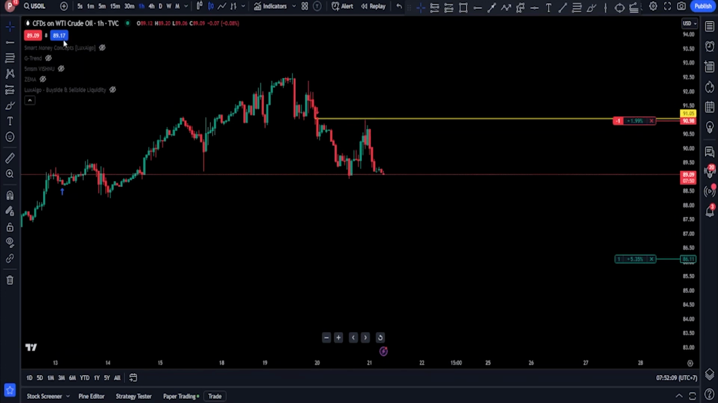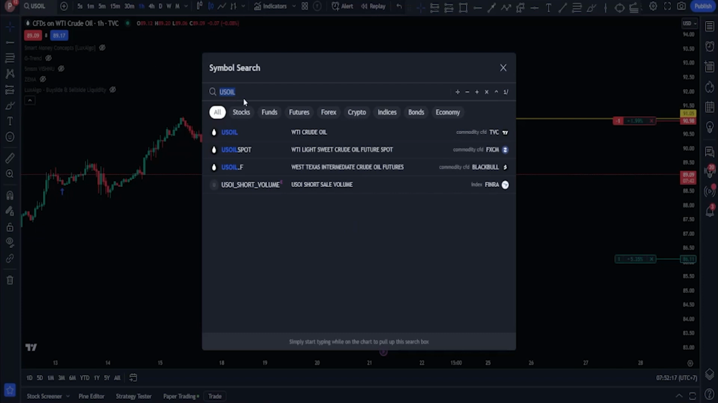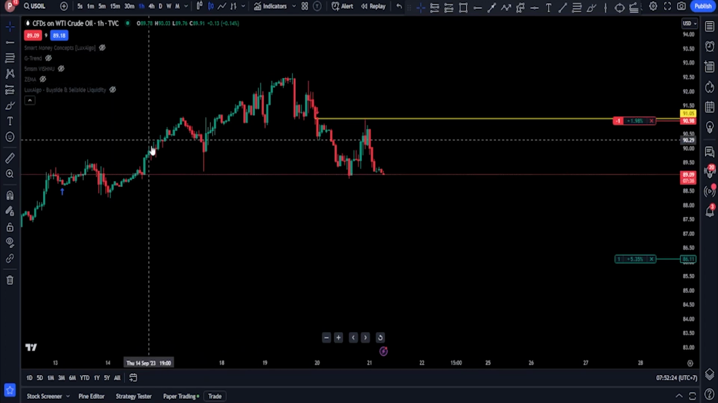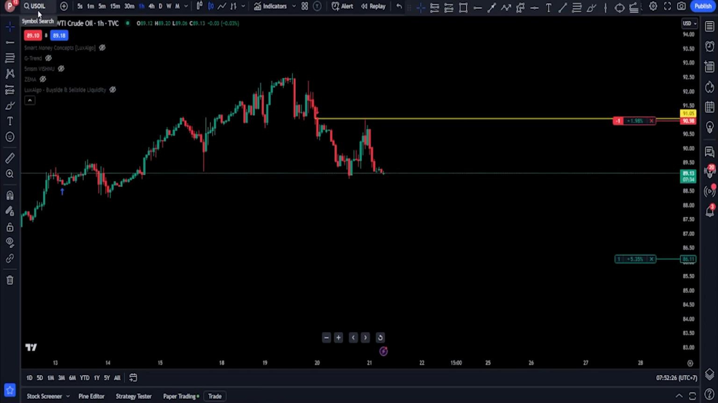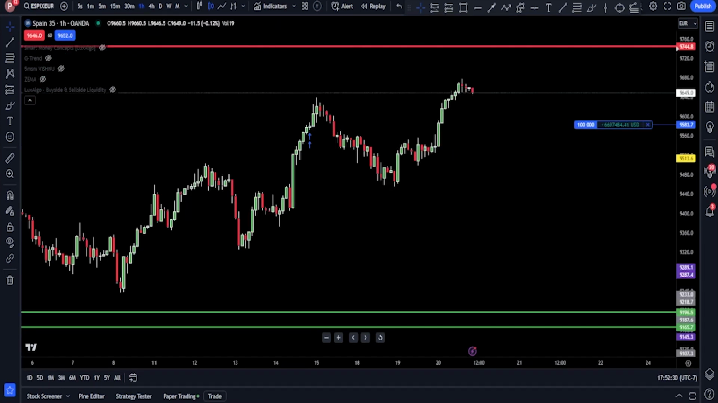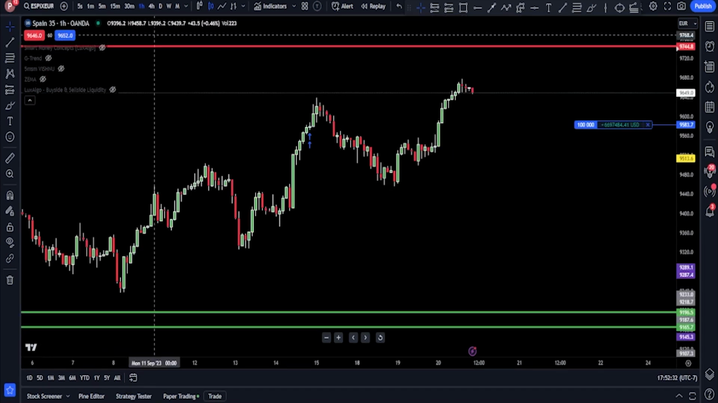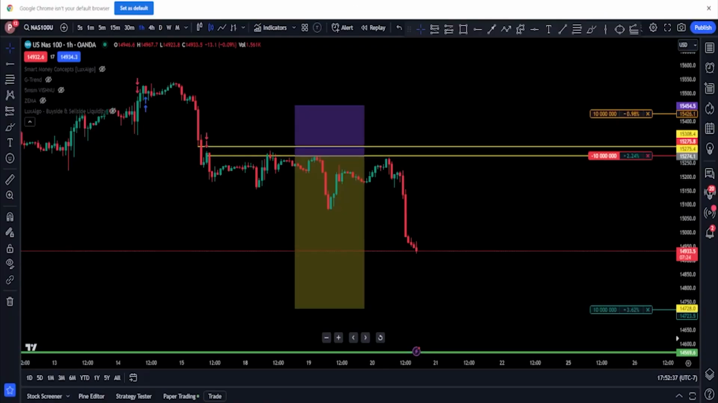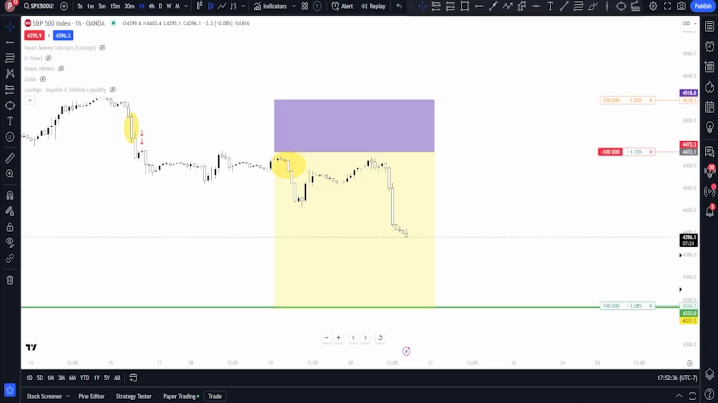So the first thing you want to do is go to TradingView. That's what you see up here, over here where it says symbol search. You can search whatever it is you desire. For the sake of the video, I'm going to show you the following assets: U.S. oil, the Australian 200, the Spain 35, the JP 225, the NAS 100, the US 30, and the S&P 500.